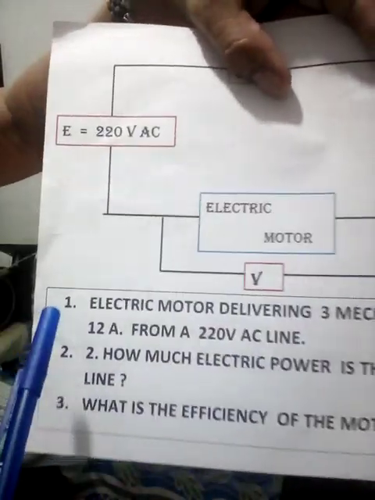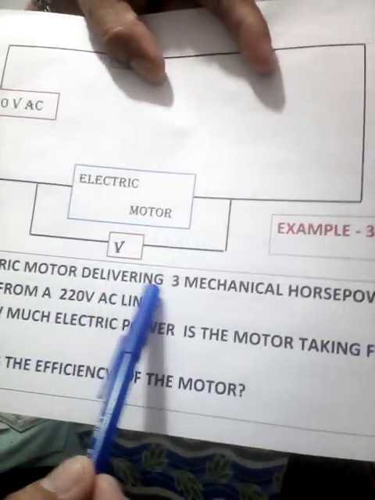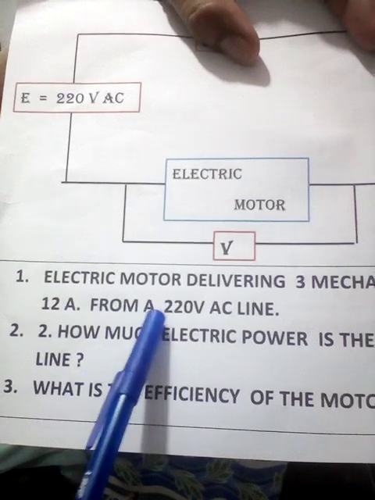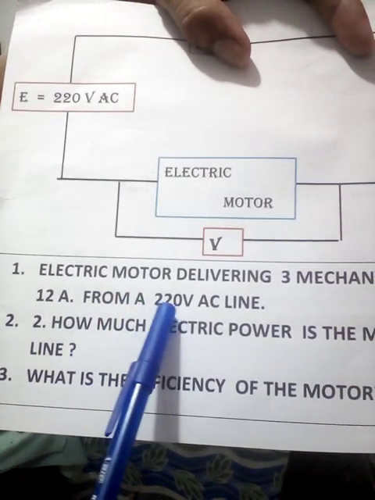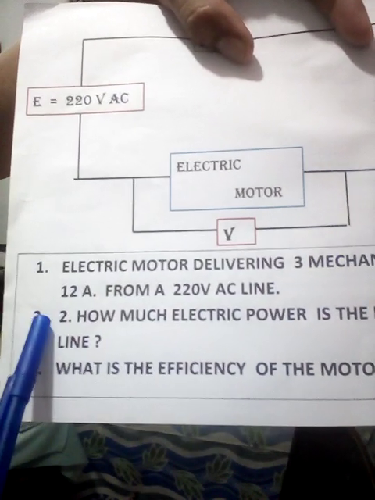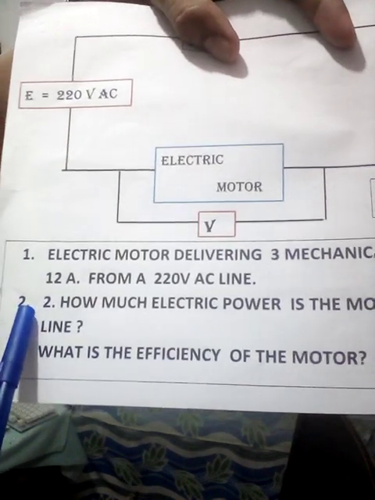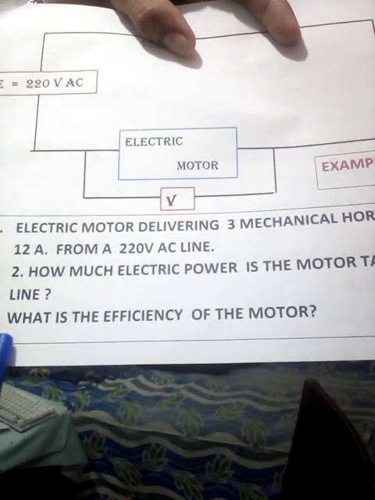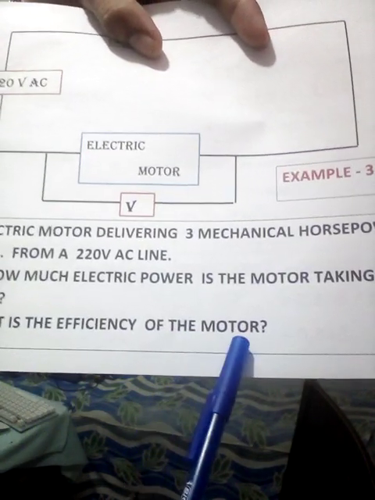Number 1, an electric motor delivering 3 mechanical horsepower with 12 amperes from a 220 volt AC line. And the second question, how much electric power is the motor taking from the line? And what is the efficiency of the motor?